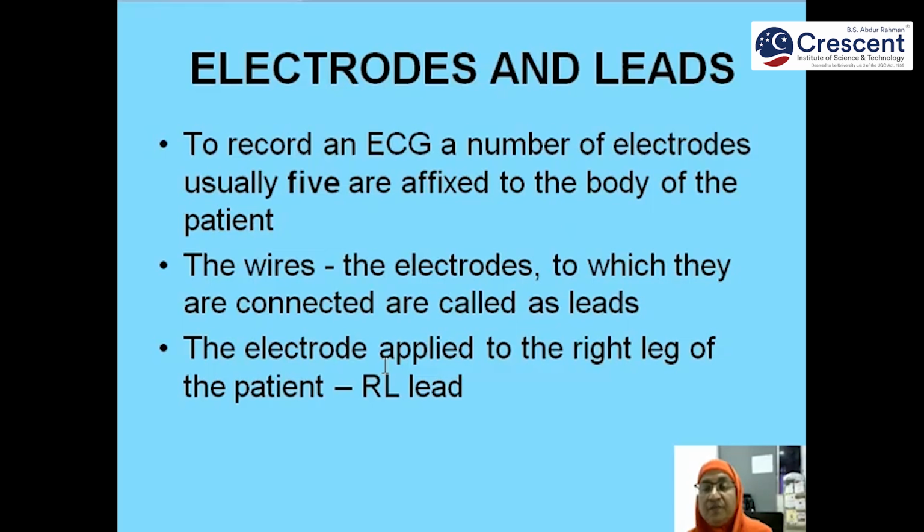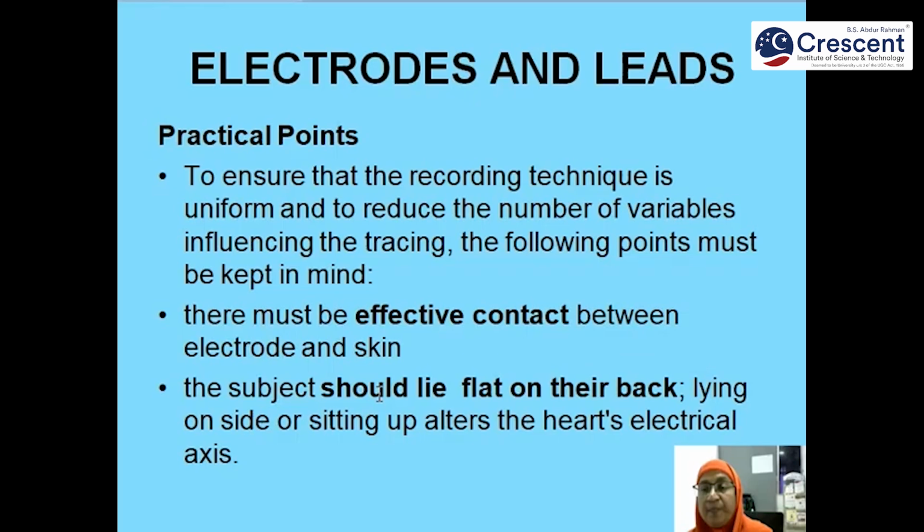We fix the electrodes, which are called electrodes. The wires connecting the electrodes to the machine are called the leads. We connect from the right leg to the right arm, and left leg to left arm, and these are called RL lead, LL lead, the left leg lead, and so on. Practical points you must consider: ensure the recording technique is uniform and reduce the number of variables influencing the tracing. There must be effective contact between the electrode and the skin. If the contact is loose, there will be artifacts while recording the ECG signal.